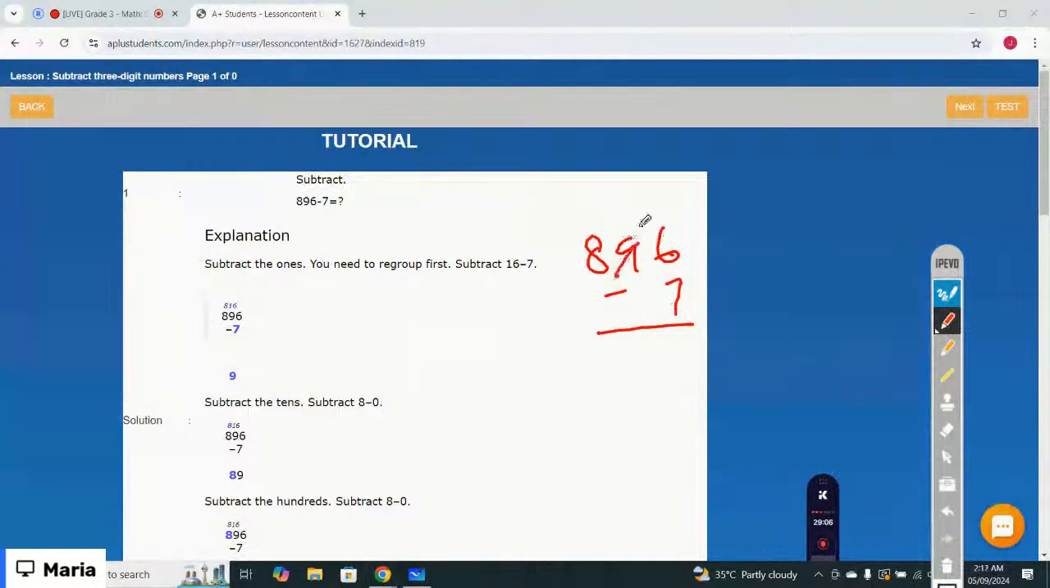Here you have 9. When you borrow 1, you are left with 8 here, and the one you borrow makes it 16. 16 take away 7 is 9. You need to bring that 8 down because you don't have any digit, and then you have to bring the other 8 down. So 896 take away 7 is 889. The correct option is 889.